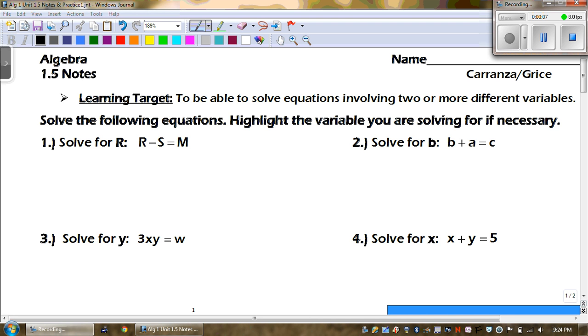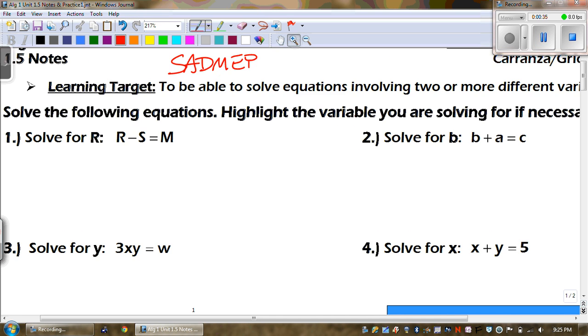Today our learning target is to be able to solve equations involving two or more variables. The directions say to solve the following equations. Highlight the variable you are solving for if necessary. The key thing to remember when we're solving problems like this is that we are still following the rules of SADMAP. Okay? So don't forget about SADMAP.